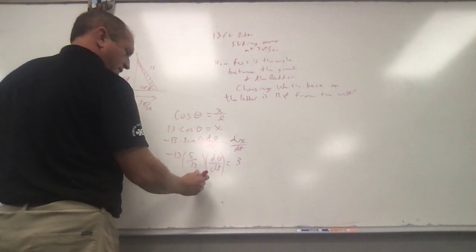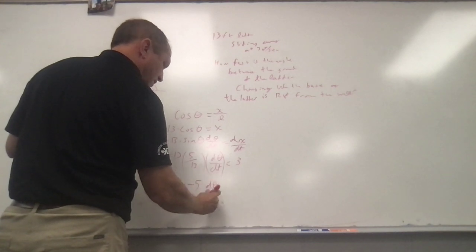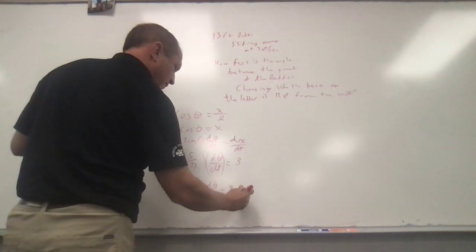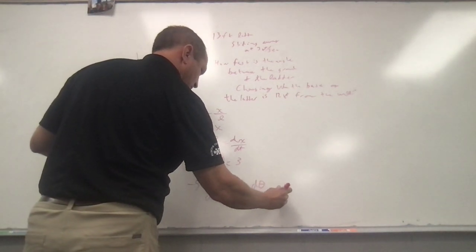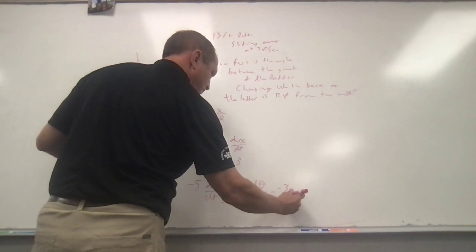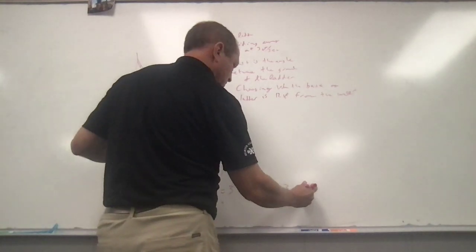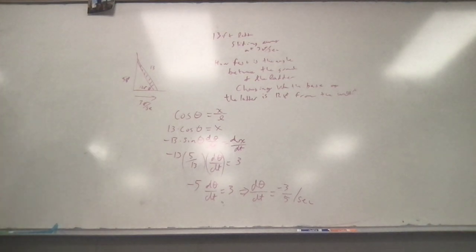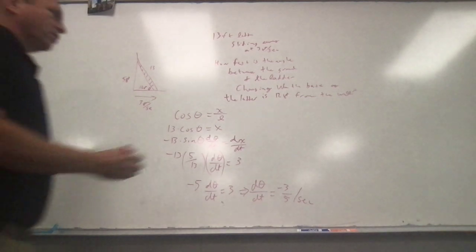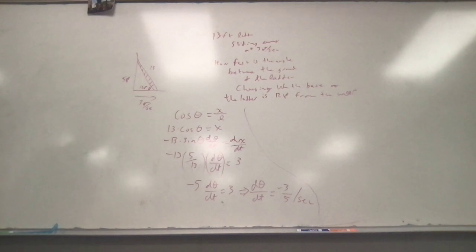So your 13s cancel out, so you've got negative 5 d theta dt equals 3. So d theta dt is going to equal negative 3/5. And again, remember this is in terms of radians, so technically does not have units. So it's negative 3/5 per second. So that is the change in that angle. Now, if we had used sine here, it would have worked out a little bit more difficult. You definitely picked the quickest way to work this problem.